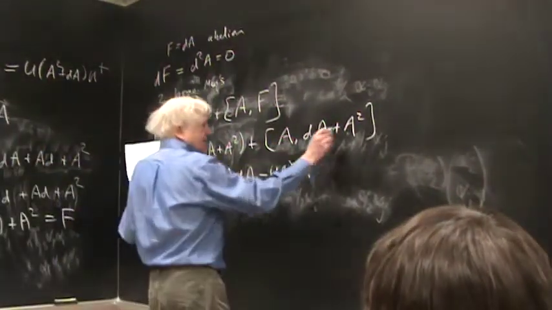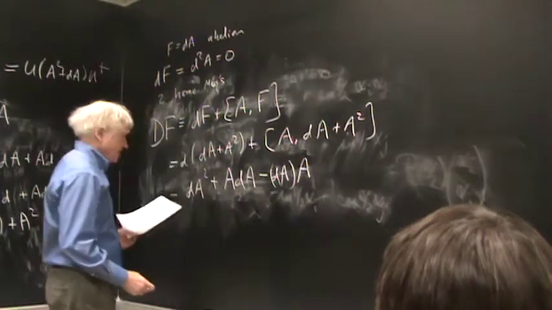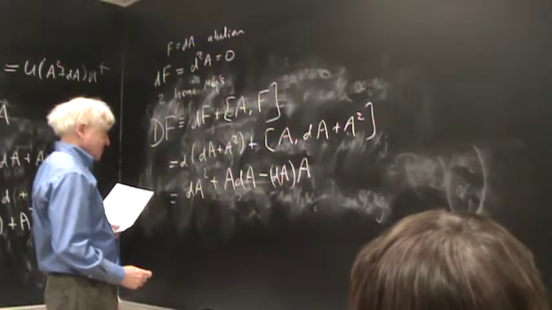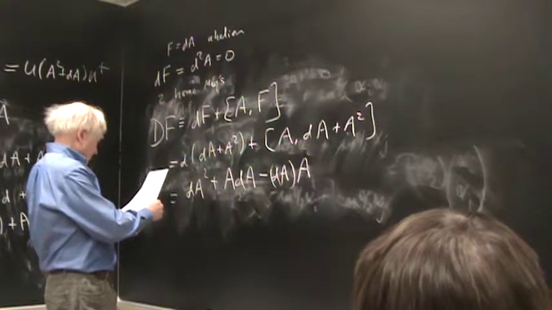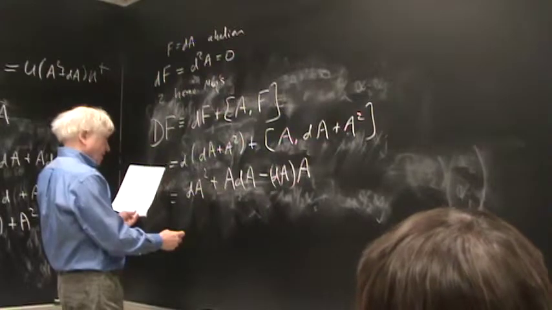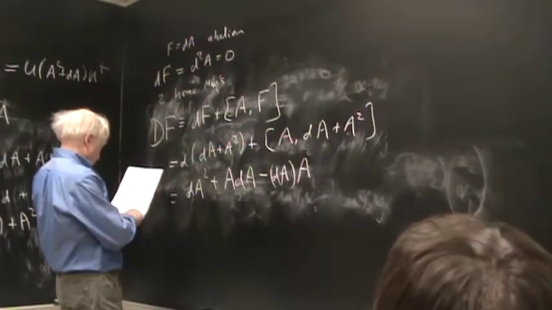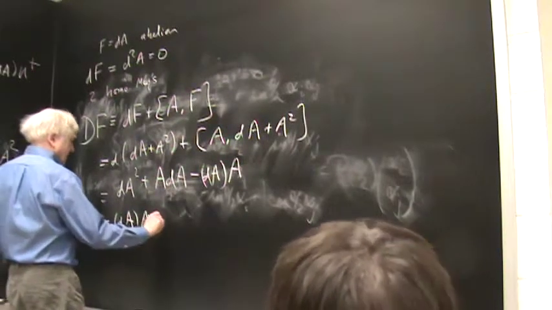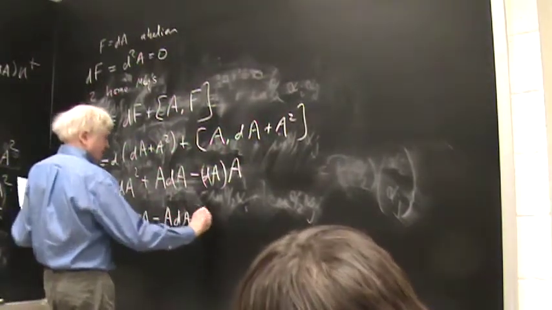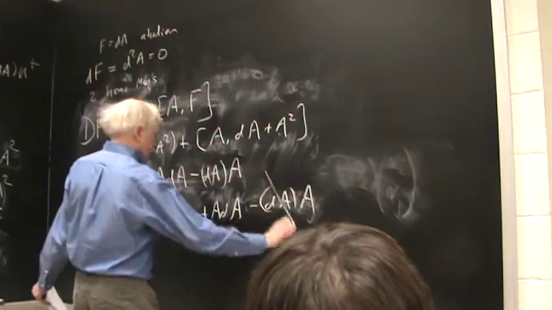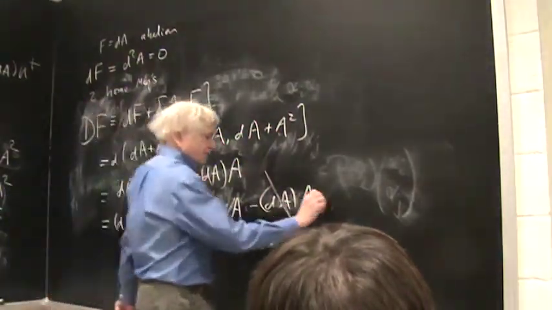And A commutes with A squared, so that term is gone. So what do we have left here? We have, oh yes, d on A squared. This is dA times A minus A dA, and then this plus A dA, and then minus dA on A. And so this one cancels this one, and this one cancels this one. So altogether, it gets zero.